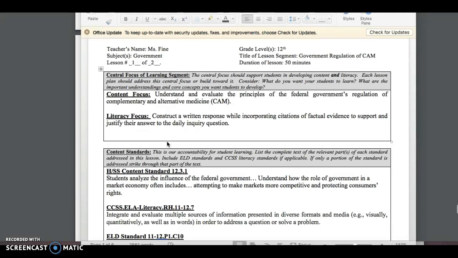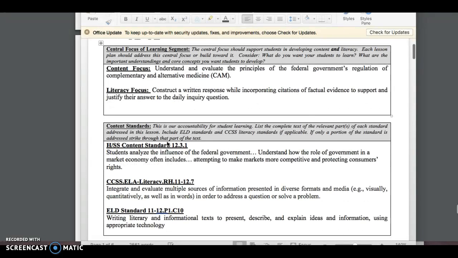And the major content focus is to understand and evaluate the principles of the federal government's regulations of complementary and alternative medicine, also known as CAM. I actually pulled that straight off the linked learning lesson plan that was given on the website for the discussion post. And the literacy focus that I came up with was to construct a written response while incorporating citations of factual evidence to support and justify their answers to the daily inquiry question, which is also going to be their homework assignment, as you'll see later on in the lesson.